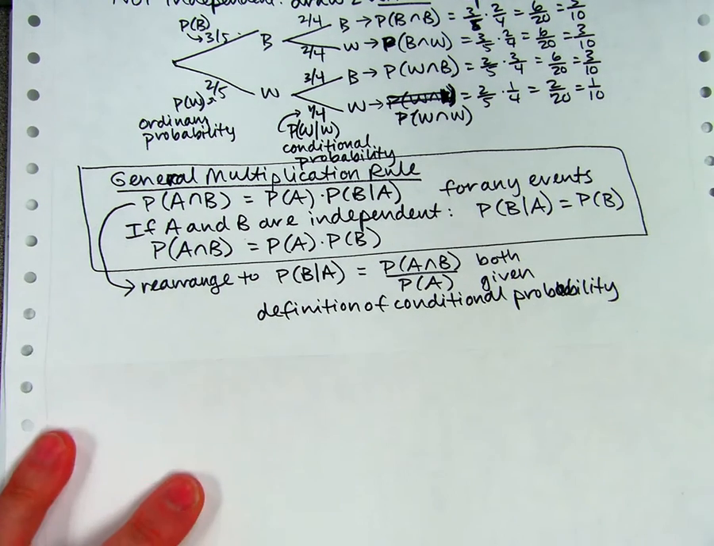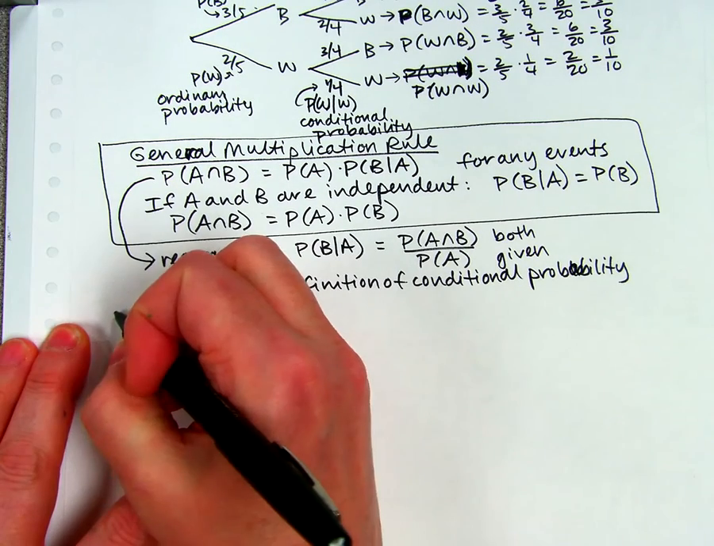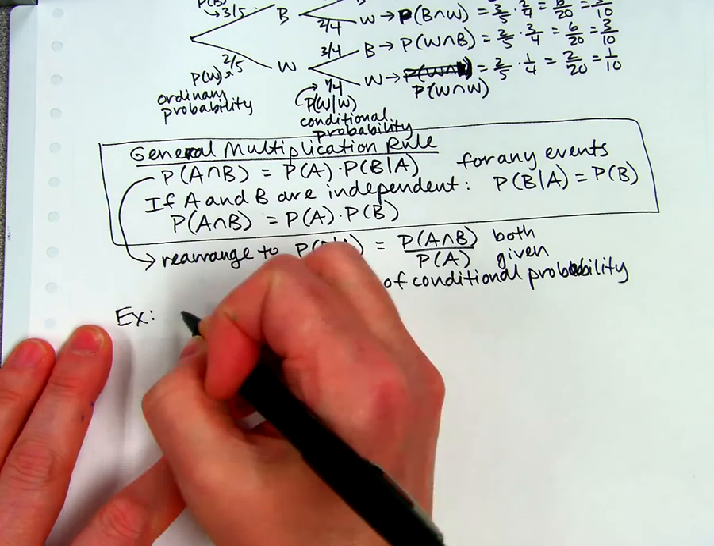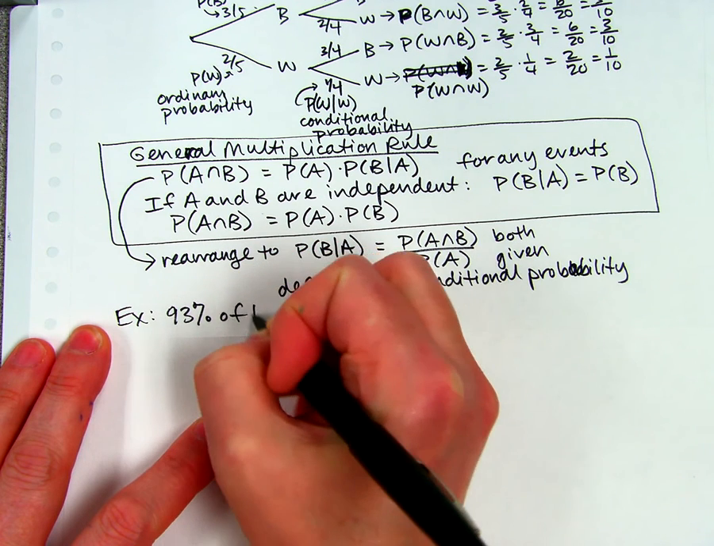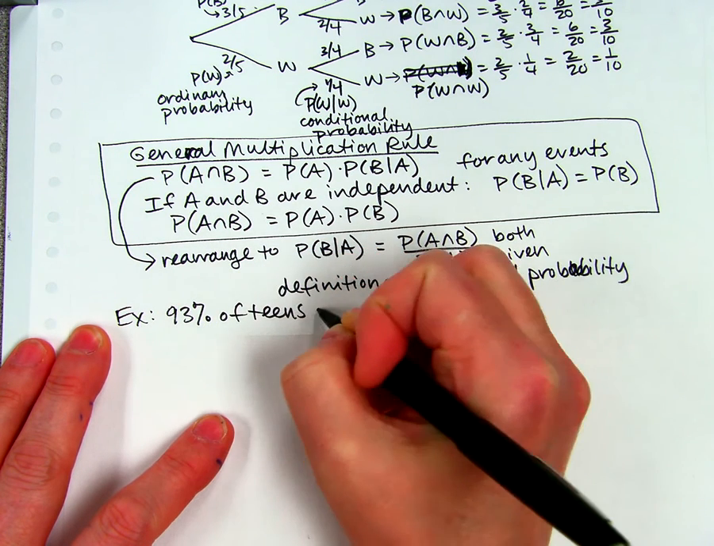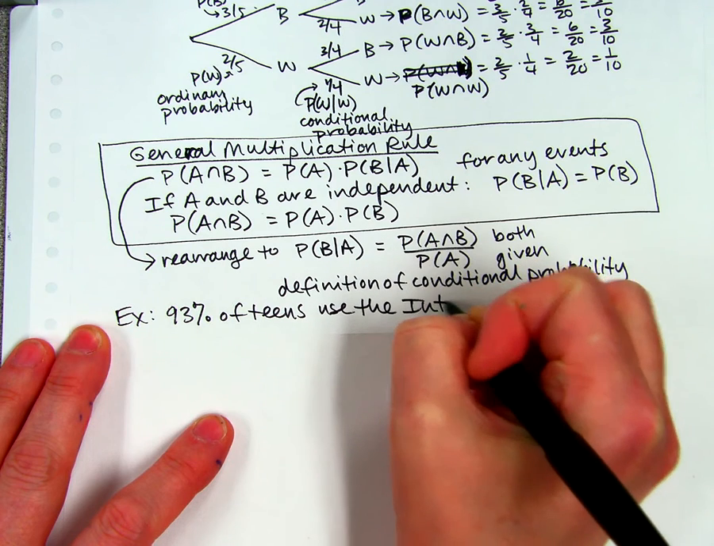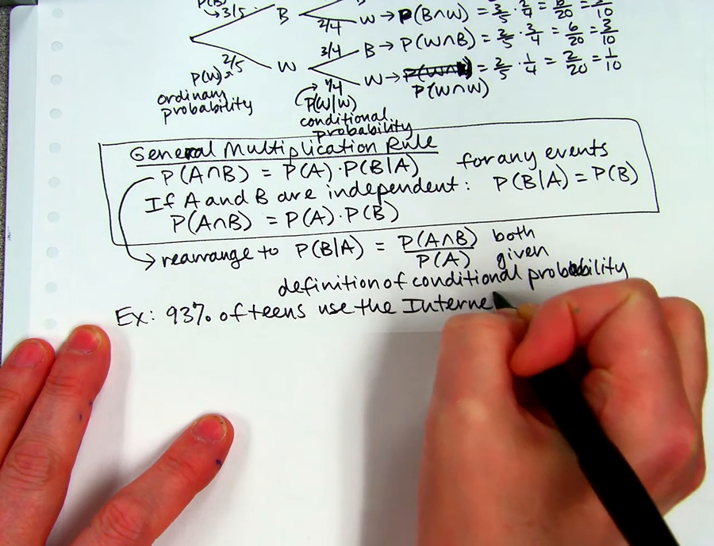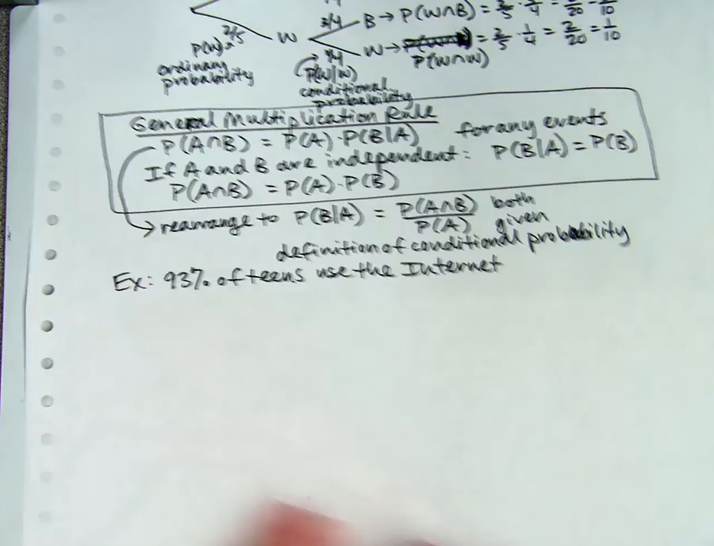So now I really want to do a real life example that's better than the marbles and the coins. Last example, 93% of teens surveyed use the internet. I think this is old information. I feel like it might be higher in 2020 than it was whenever this data was gathered. But we're going to go with it. We're going to use the data that we have from whatever year this was.